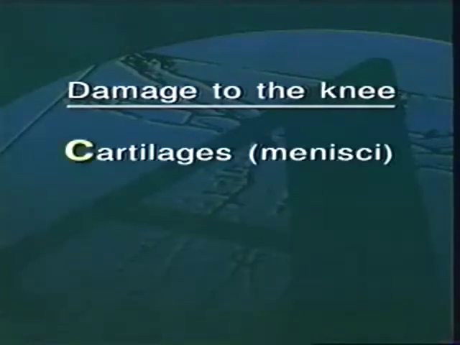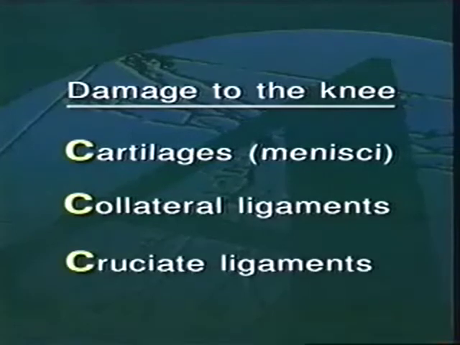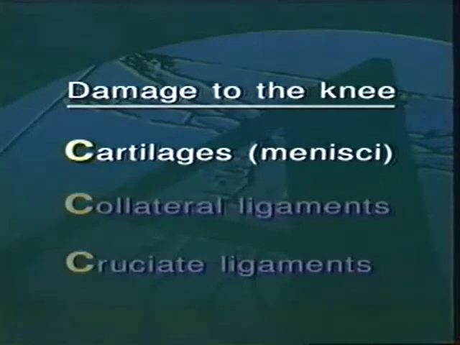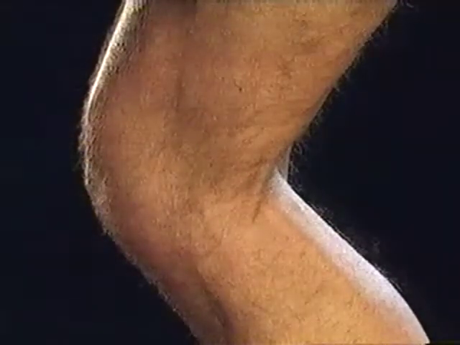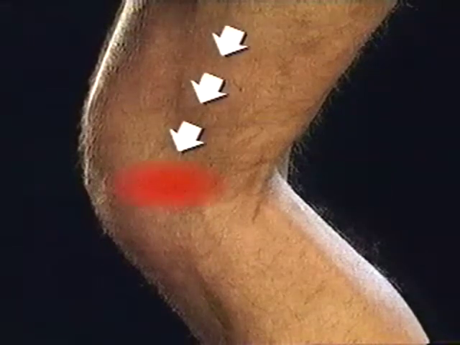The 3 C's are the most commonly damaged structures of the knee: the cartilages or menisci, the collateral ligaments, the cruciate ligaments. The medial meniscus is the more vulnerable, as it is attached to the medial collateral ligament and is less mobile. Should there be a sudden thrusting movement at the femoral condyle when the knee is in the semi-flexed position, the cartilages can be torn.